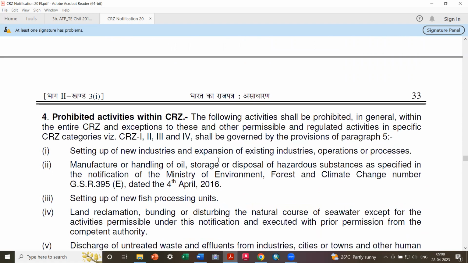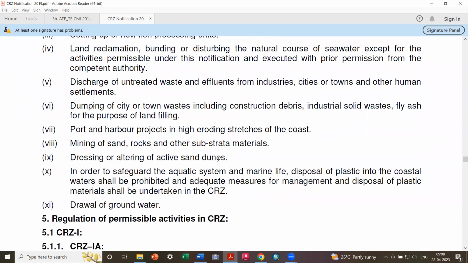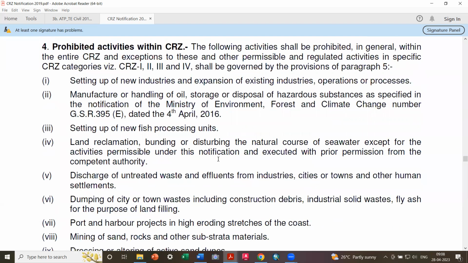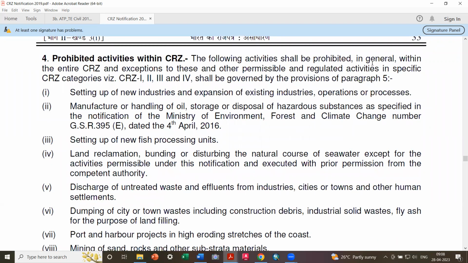Okay. The prohibited activities, let's see what they are, that we cannot do such type of developments in this area. The following activities shall be prohibited within the entire CRZ, exceptions to those and other permissible regulated activities in specific CRZ categories. Now in Mumbai there will be slightly different things, some things will be relaxed. There must be some exceptions, but in other coastal areas, this will be applicable.